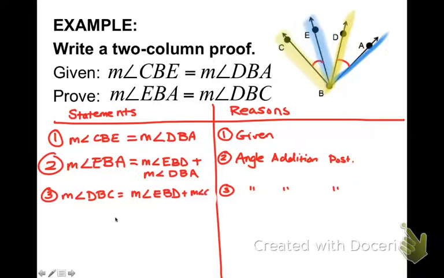So line 4, I'm going to rewrite line 3 exactly the same, except for substituting in that one change. So the measure of angle DBC stays the same. The measure of angle EBD stays the same. But now what am I going to substitute in place of CBE? DBA, good. And that was our substitution property.